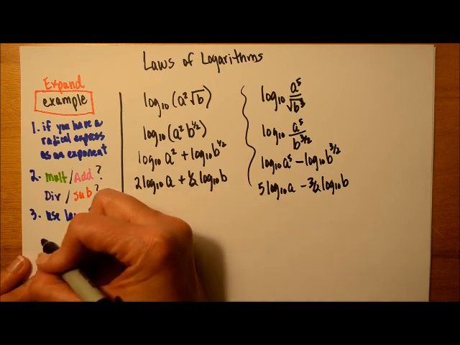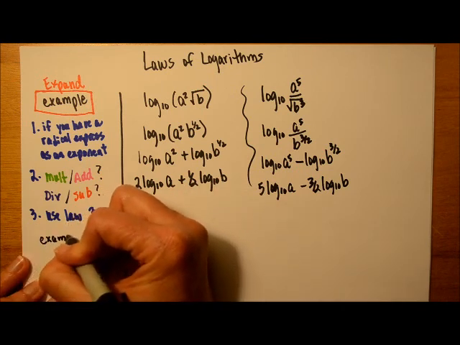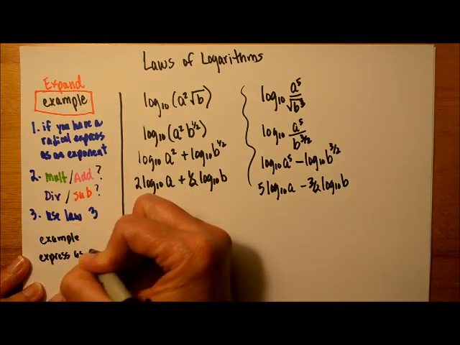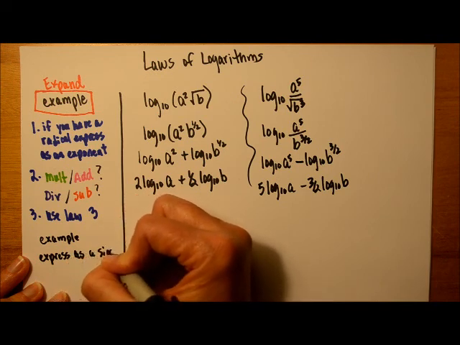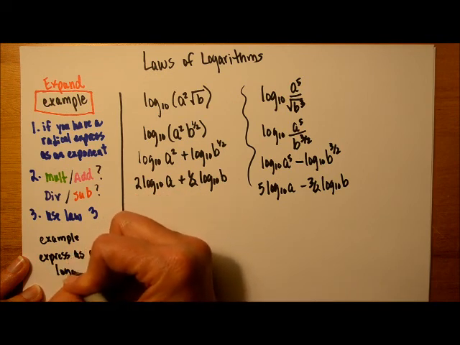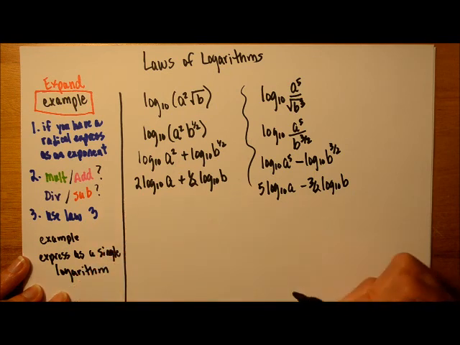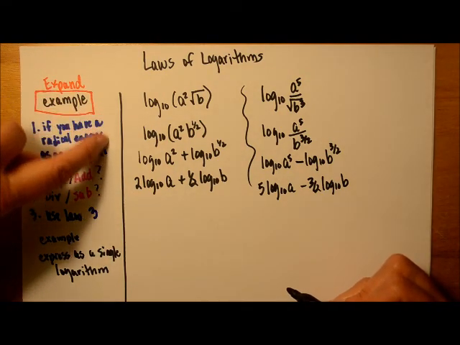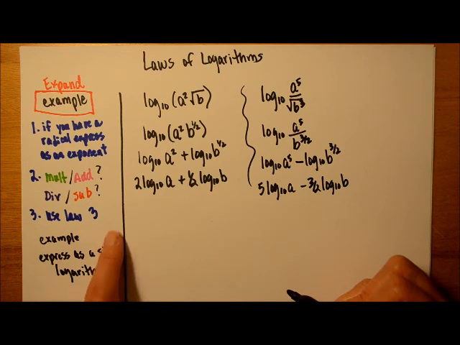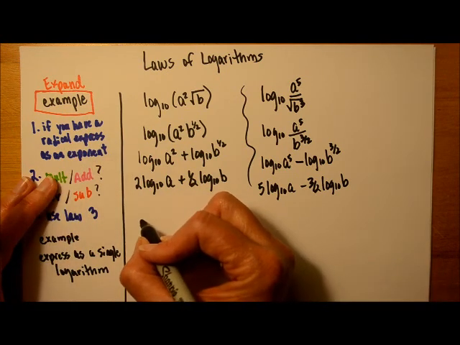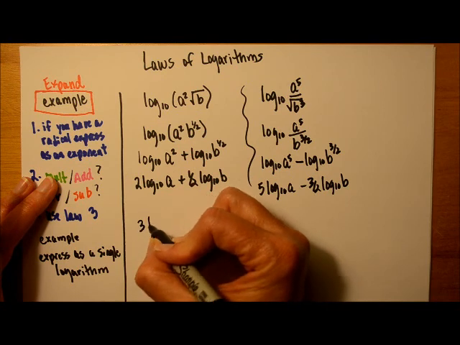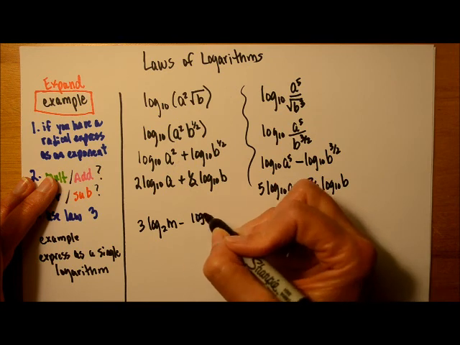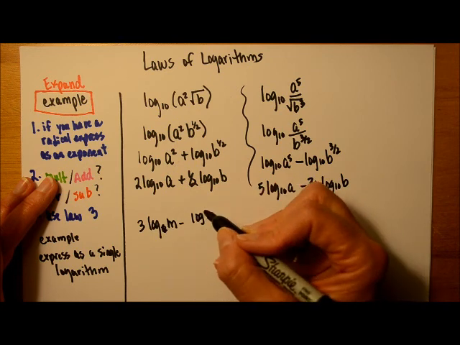So here's an example: express as a single logarithm. That means I'm going to go this way. If you want me to expand it, I'm going this way. If you want me to express it as a single one, I'm going that way. So let me show you what I mean. I have 3 log base 2 m minus log base, you know what, it should be a 6 and not a 2, sorry. That's a 6.